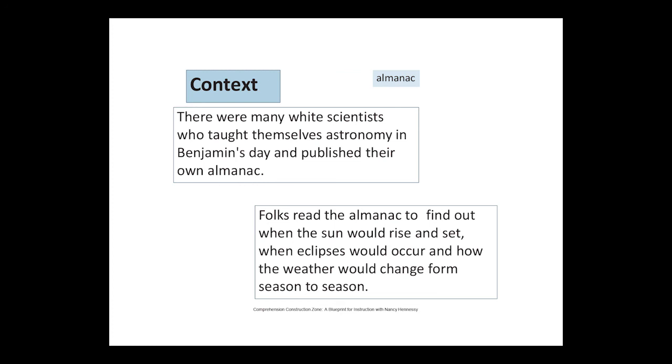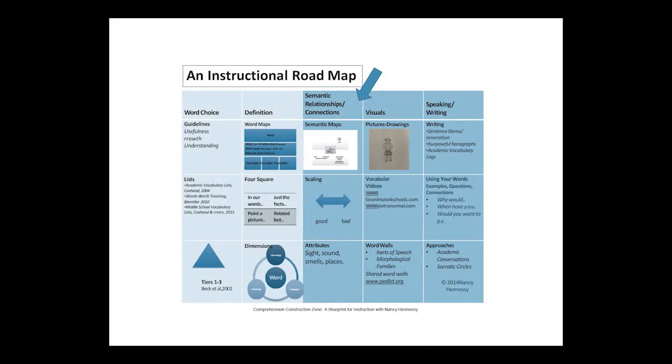Oh, folks read the almanac to find out when the sun would rise and set, when eclipses would occur, and how the weather would change from season to season. So now I've got a clue as to what I might find in an almanac. By the way, farmers might find that pretty interesting, right? Okay. All right, so there it is.